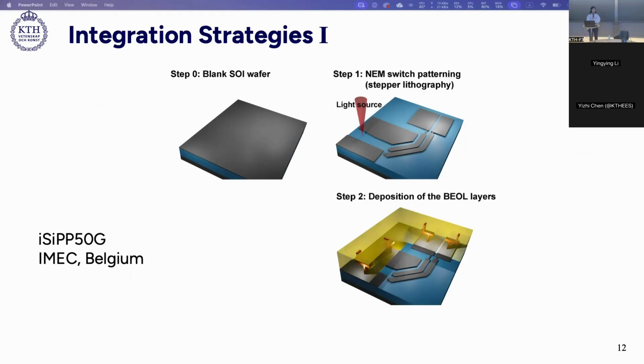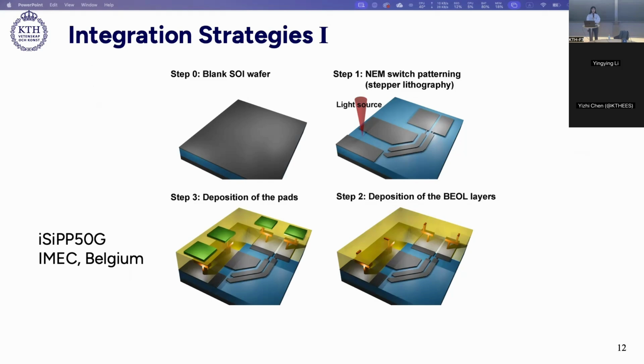And next, we deposit the back-end-of-line dielectric and metal layers on top of the switch terminals. And finally, the aluminum pads are deposited on each of the terminals. Because the NEM switches are fabricated before the back-end-of-line is finished, we call it a monolithic integration approach. And this is the NEM-first process.